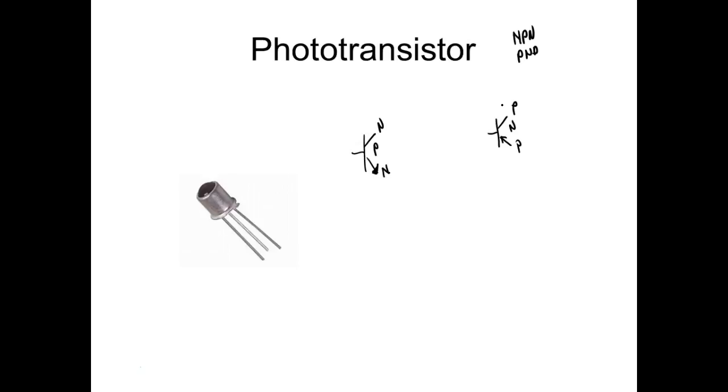What determines how it operates is how we bias it. To bias this one, we would have to make this one called the emitter more negative than this one called the base. So this is the input. Now for this one, the emitter would have to be positive with respect to the base. So what we do is we apply our light right here.